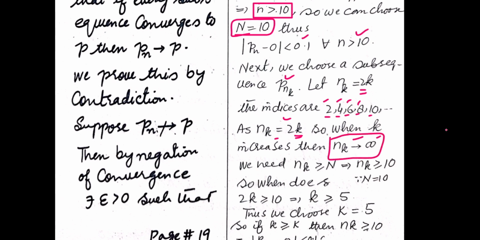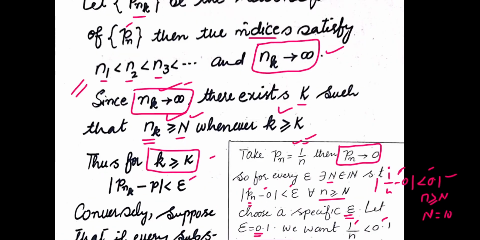Next we want to find a capital K for which nk is greater than or equal to N, for which k this inequality holds.